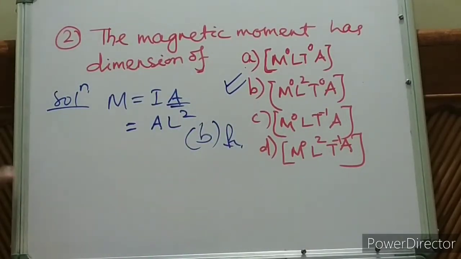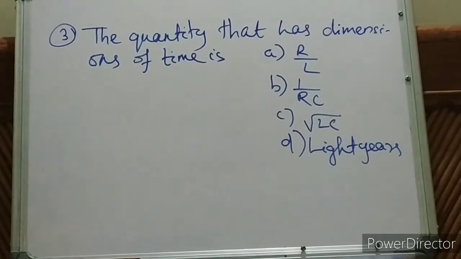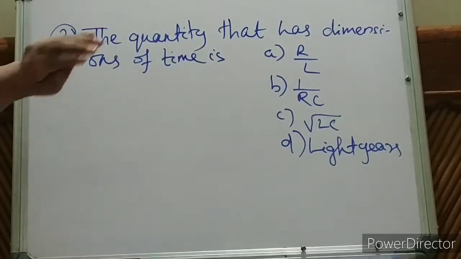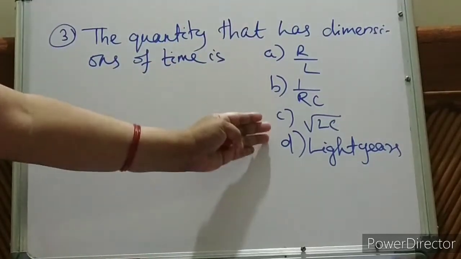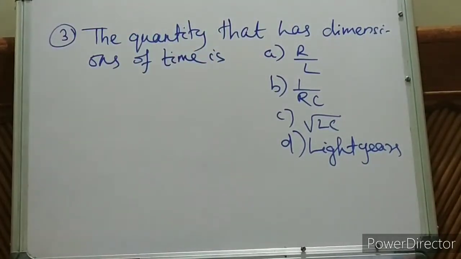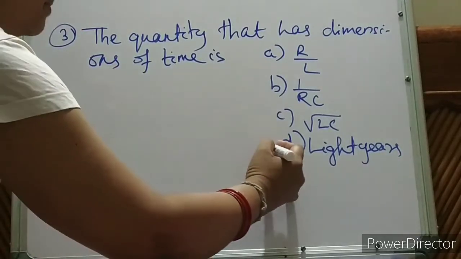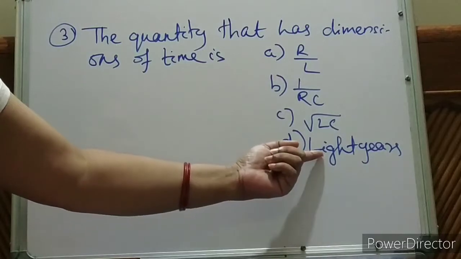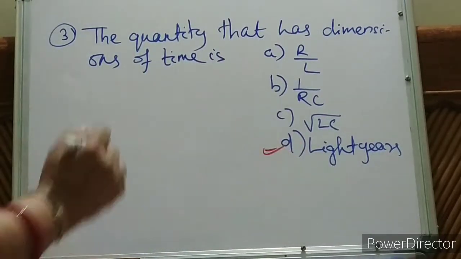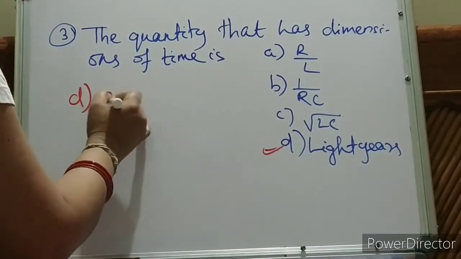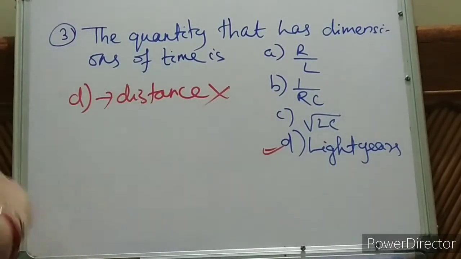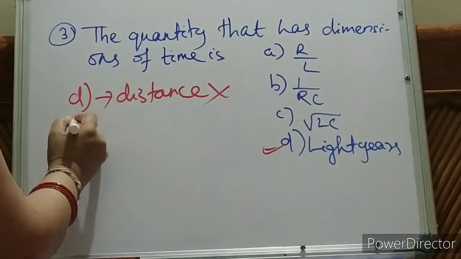Okay. We'll move to the next question. See the next question. The quantity that has dimensions of time. So you have to check which option is having the dimension of time. Immediately see over here. Now my eyes looking at this option. Light year? No, light year is distance. So light year is simply a distance unit. So option D will cancel out. We have to check each one.